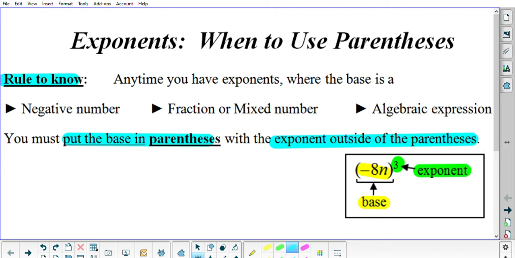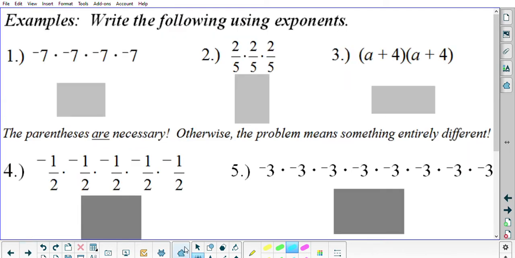Now, what do I mean by that? Well, for example, problem number 1 says write the following using exponents. That's what the directions say. And here we have negative 7 times negative 7 times negative 7 times negative 7. You can see there's 4 of them. If I don't put the negative 7 in parentheses when I take it to the fourth power and put the fourth power outside of the parentheses, then without the parentheses, only the 7 will be taken to the fourth power instead of the entire base of negative 7.